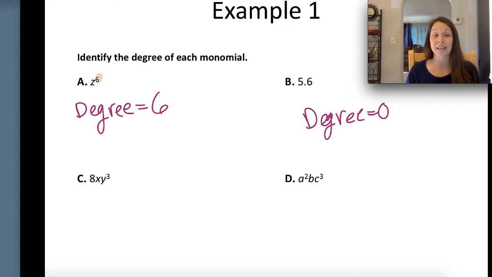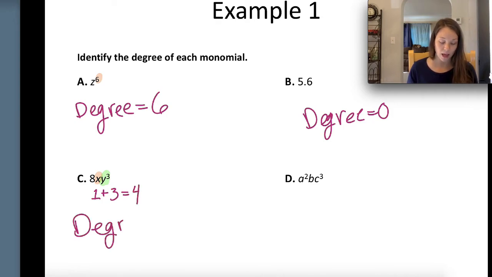Looking at part C, we have 8xy cubed. We have 2 variables here. We have the x variable, and then we have the y variable. We want to take each of their degrees and add them together. Well, x has a degree of 1, and y has a degree of 3. So the degree of the entire monomial, 8xy cubed, would be 4.